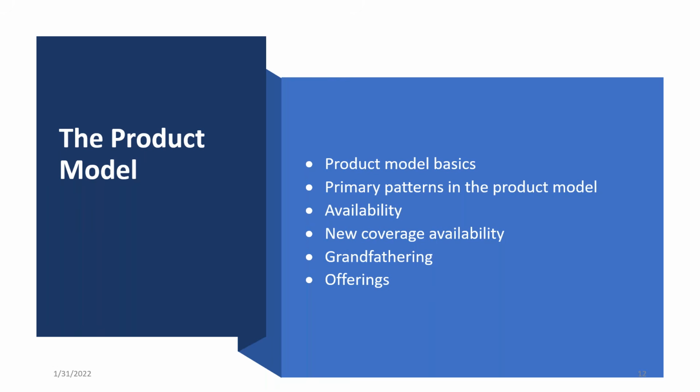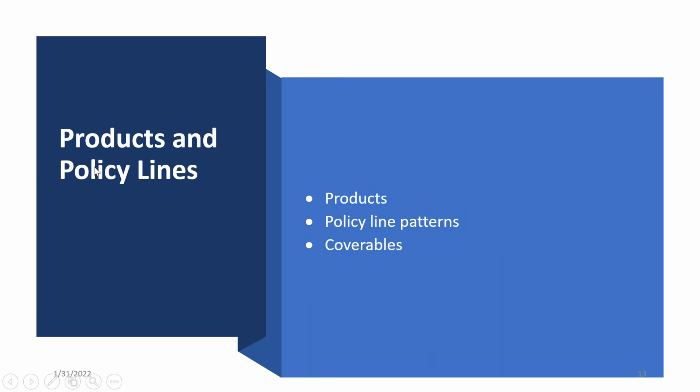So then they have to take help from the developers also in order to design the product the way they want. Okay, so we will see here how we create the primary pattern, what availability is here, how we define a new coverage, how we make sure that new coverages are available for this product, what grandfathering is, what offering is. Those kinds of concepts we will learn in the product model class.